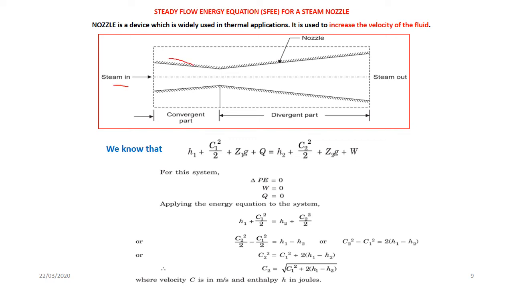This is a nozzle, and it is completely adiabatic in nature, so heat will not flow from the nozzle to the surroundings. It's an adiabatic steam nozzle, so Q is 0. In an adiabatic process, the heat transfer from the system to the surroundings is always 0. So how do we write the steady flow energy equation for a nozzle?